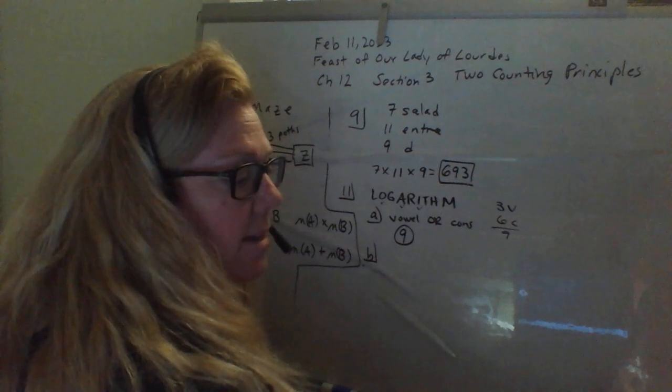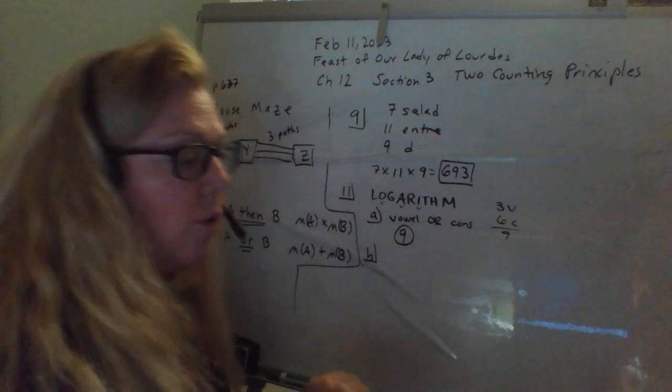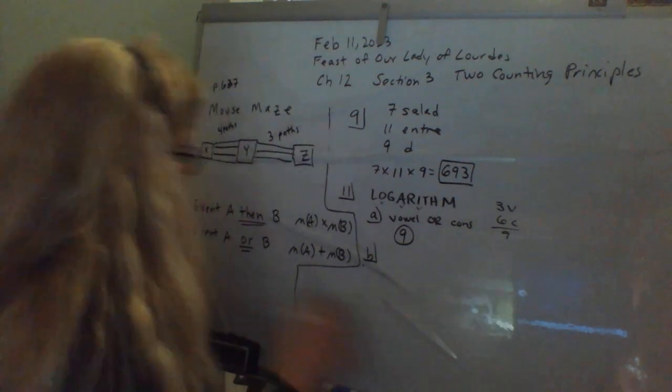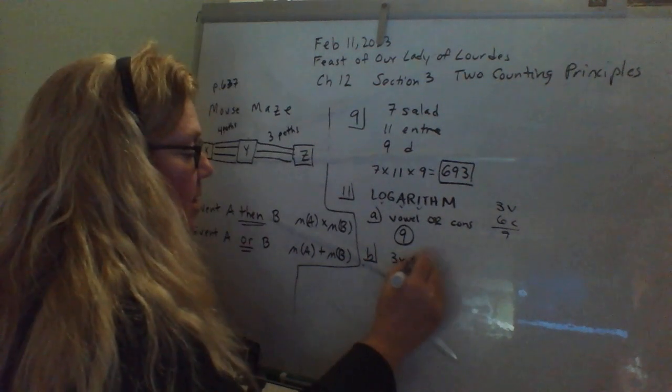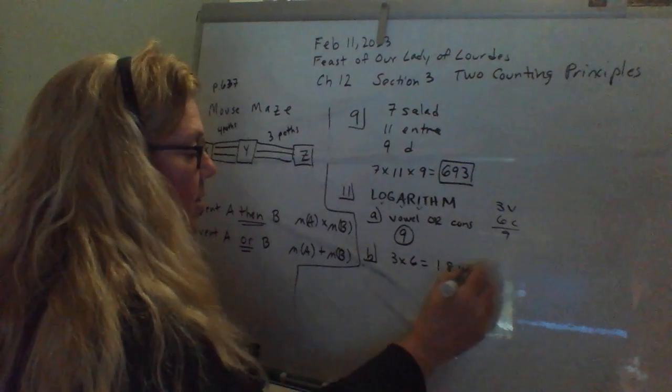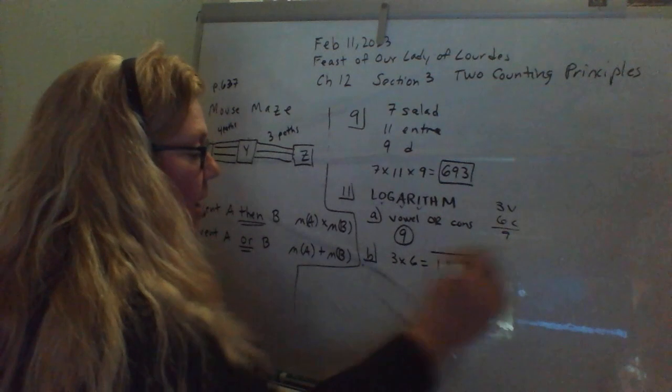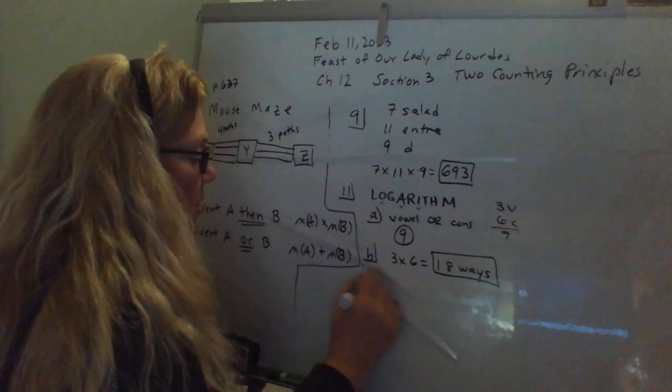Number 11b says, in how many ways could you pick a vowel and a consonant? So that's like the first one. We'd multiply them. 3 times 6, 18 ways to pick a vowel and then a consonant.